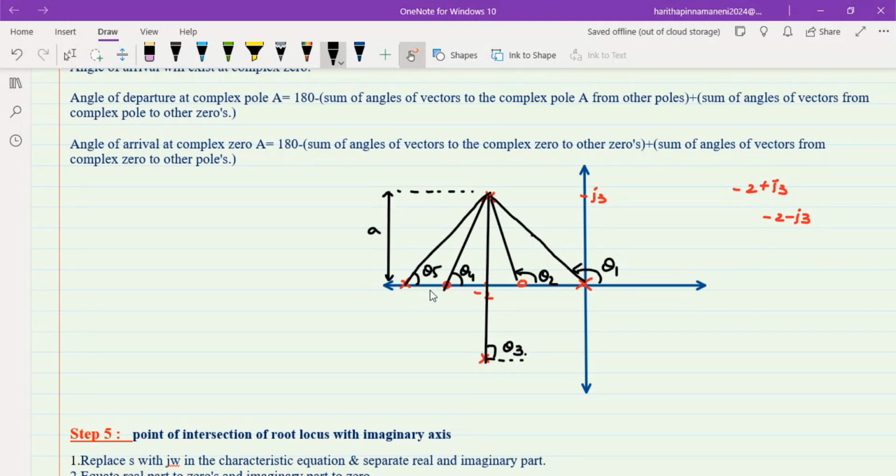Next, this total distance, let us assume this is, and this is one more distance from this to this, B, and this distance C, and this distance is D, and this is E. I am just assuming the distances to find out these angles.